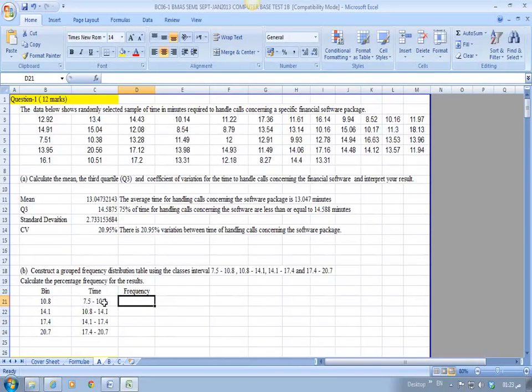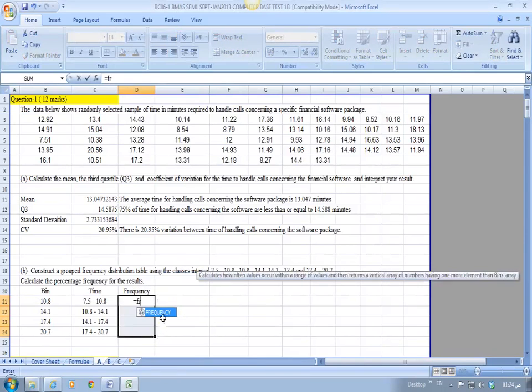It means that we want to see how many values from this table are between 7.5 and 10.8, and between 10.8 and 14.1, and so on. We want to find the frequencies here. From this you have to highlight the area where you want to find the frequency. You should not highlight something outside, just highlight the area where you want the frequency. Highlight all like this, and then type equals FR, and you will see there is a frequency.